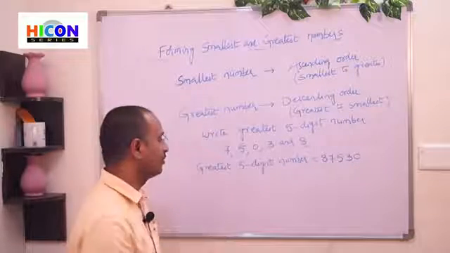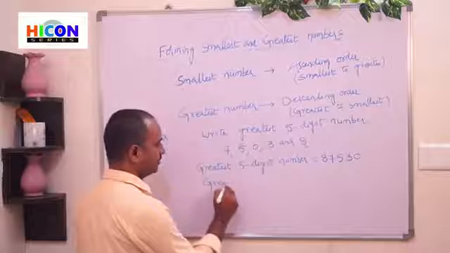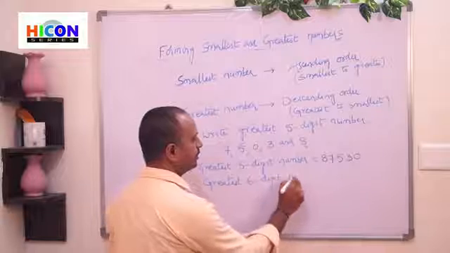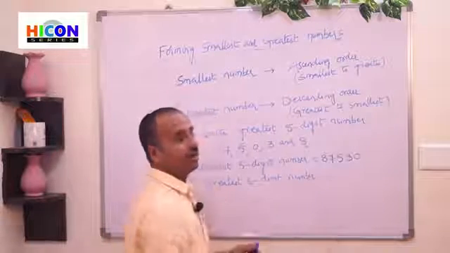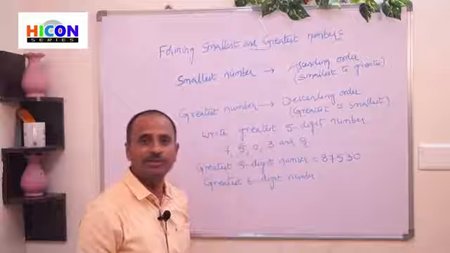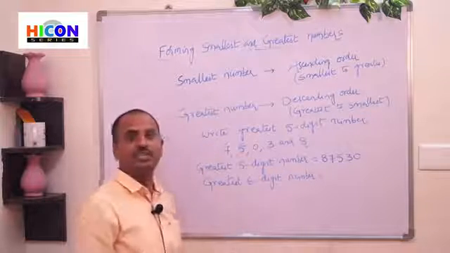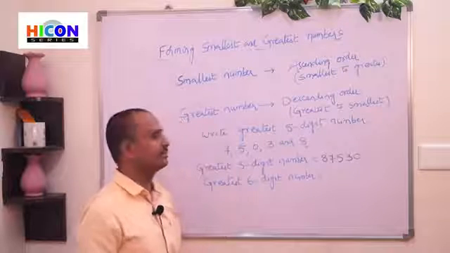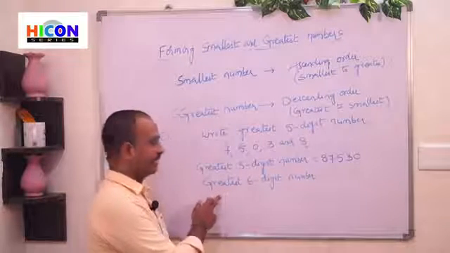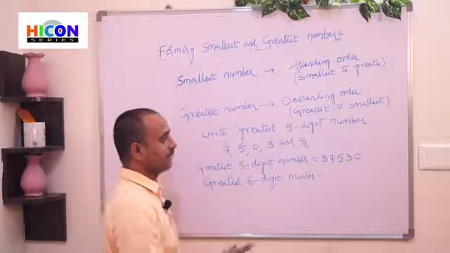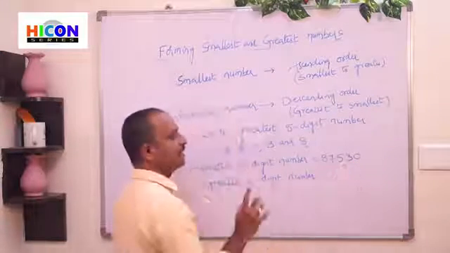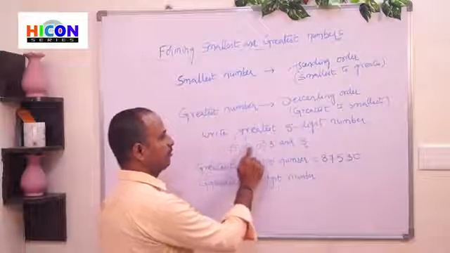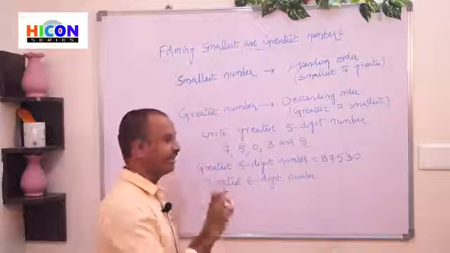And we can also form the greatest 6-digit number. How can we form the greatest 6-digit number by using these 5 digits? We can form the greatest 6-digit number also by using 5 digits, and we can also form greatest 7-digit numbers by using 5 digits. So how can we form 6-digit numbers? The greatest 6-digit number. But there are only 5 digits: 7, 5, 0, 3 and 8. So first write the descending order.